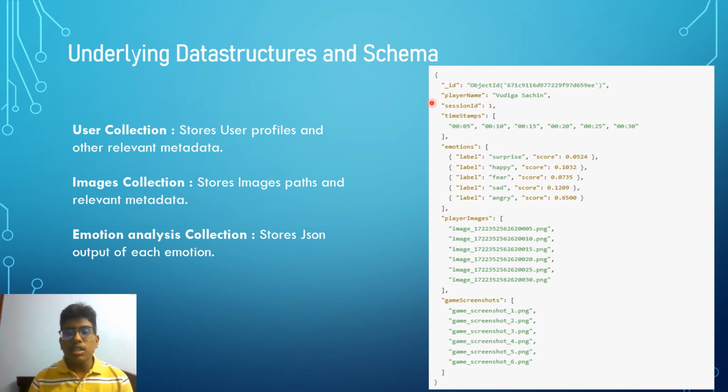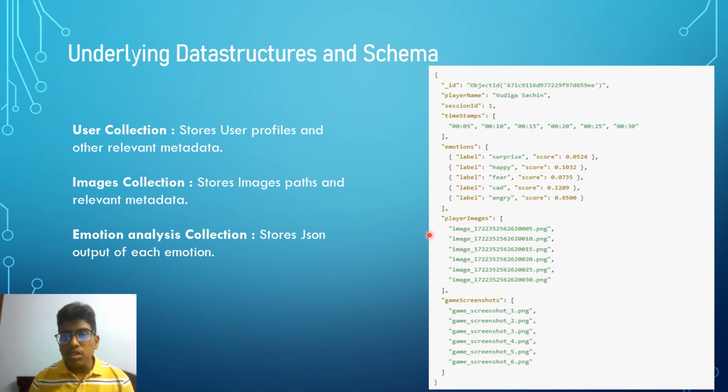And in the images collection, the images are stored with their paths as shown in the player image section. 6 different images are stored in the .png format. And in our project, we are simultaneously capturing the screenshots of the game when an image of the dyslexic kid is captured. Like when 6 different images of the dyslexic kid are captured simultaneously, the game screens at which level the kid is are also captured.